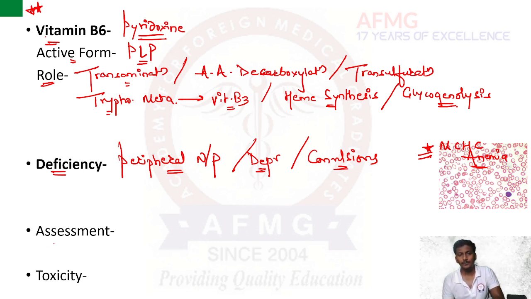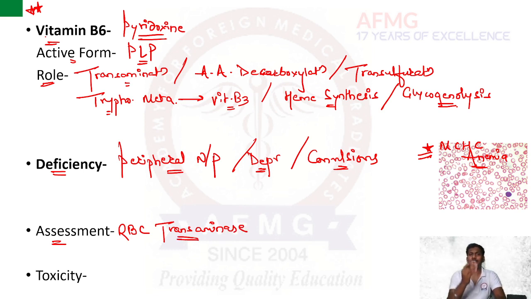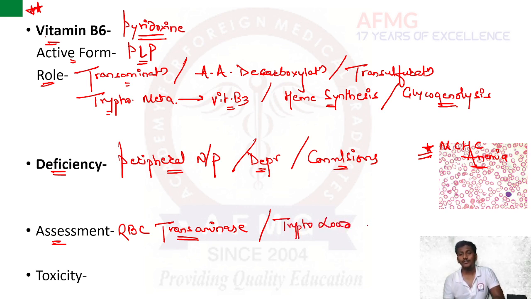If I talk about assessment of vitamin B6, please remember, we can usually perform RBC or erythrocyte transaminase levels. We can check for the RBC or erythrocyte transaminase activity, that can definitely define the pyridoxine levels. Apart from that, we can perform a tryptophan loading test. Apart from that, we can also check for the pyridoxal phosphate levels in the blood.